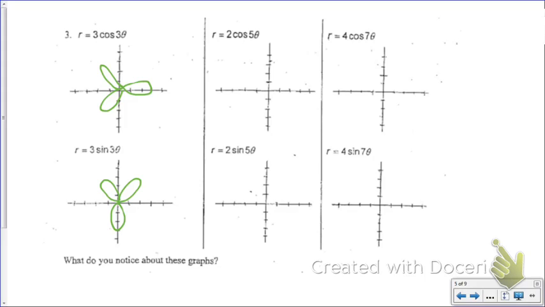So cosine, usually horizontal stuff like we've been talking about, has one of its leaves on that horizontal axis. The sine has one of the ones on the vertical axis. In order to figure out exactly where those are, you can always plug in some of those normal theta values to figure it out. Then the 2 cosine 5 theta, that one had 5 petals, and each one was a distance of 2. Now if we were to graph the sine one, we would still get 5 petals, and we would just have one of them that would be vertical.